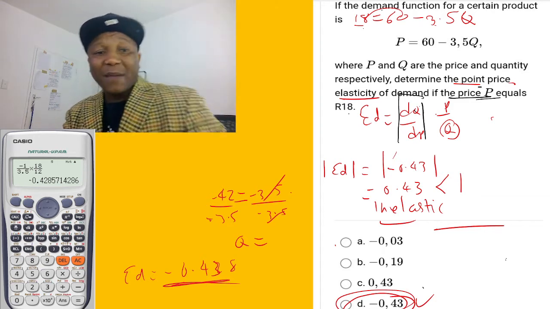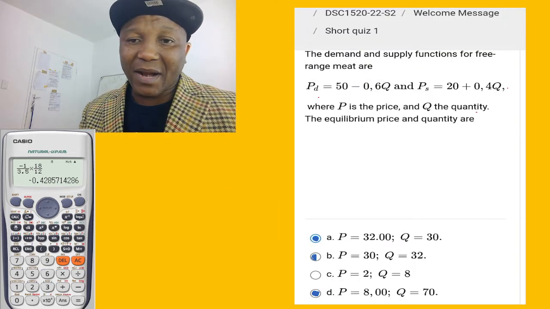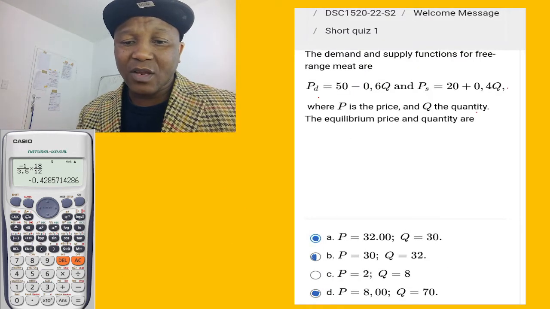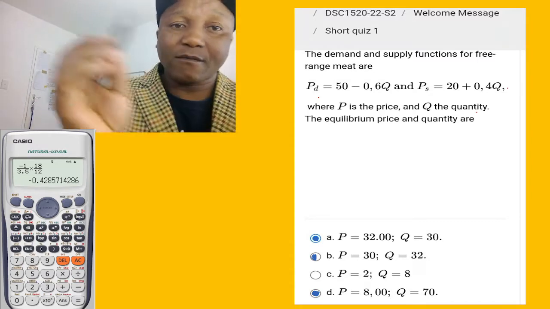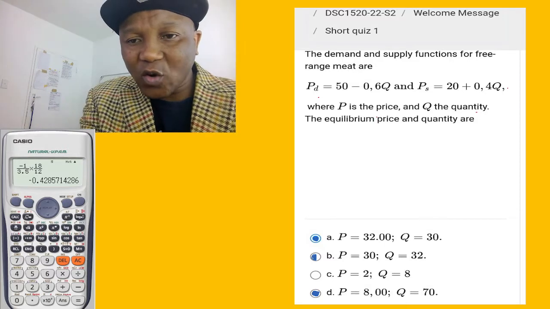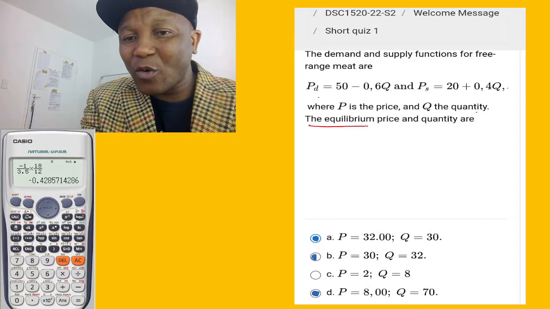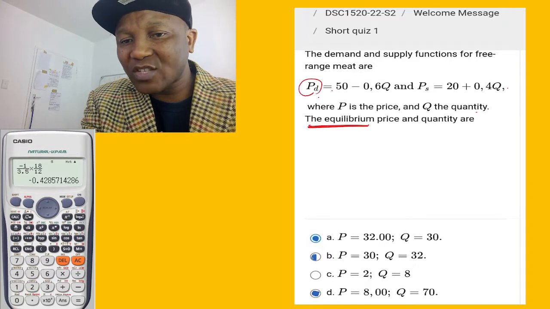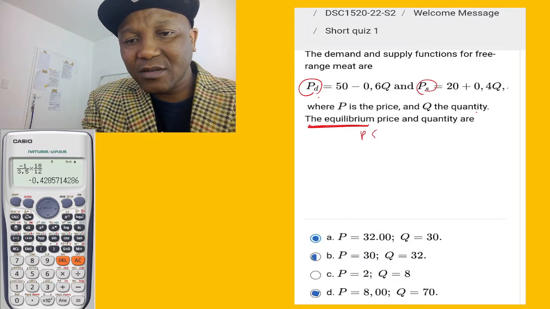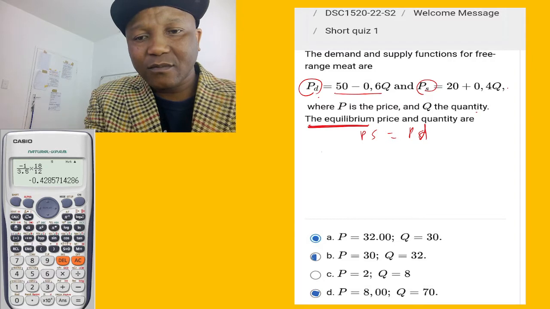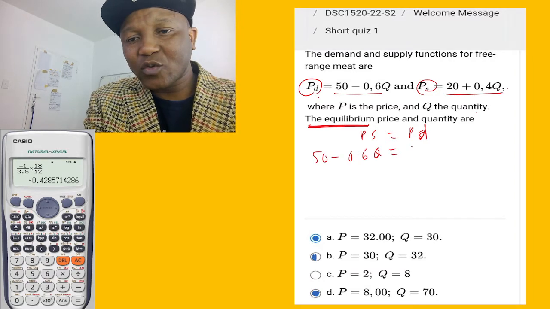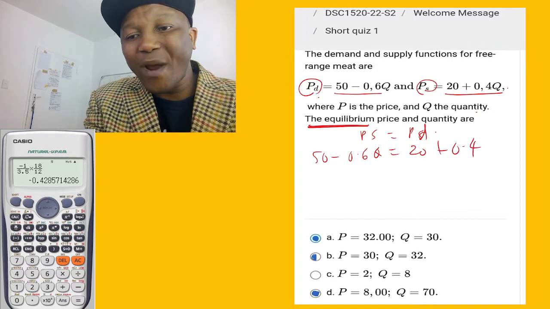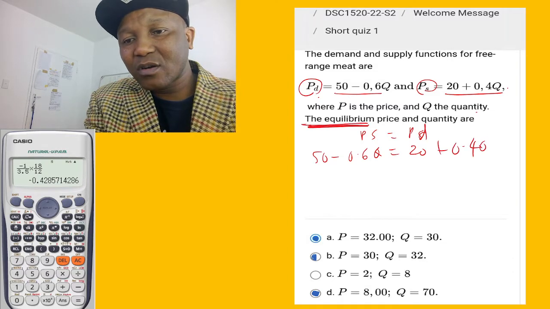So that being said, I don't want to make this question longer, but I want to do the third part too. It's very crucial. Let me do it for you quick. If they ask you to determine the equilibrium, you equate these two: price of demand equal to price of supply. So you say 50 minus 0.6Q equal to 20 plus 0.4Q.